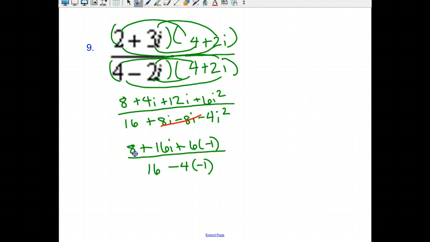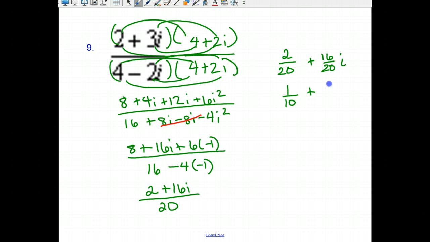Back to the numerator, 8 plus negative 6 is 2. And the denominator, 16 plus 4 is 20. Separate the two fractions. 2 over 20 plus 16 over 20i, and then simplify. 1/10 plus 8/10, actually that can be simplified even more. 4 goes into 16 4 times, and 4 goes into 20 5 times. So 1/10 plus 4/5 i.